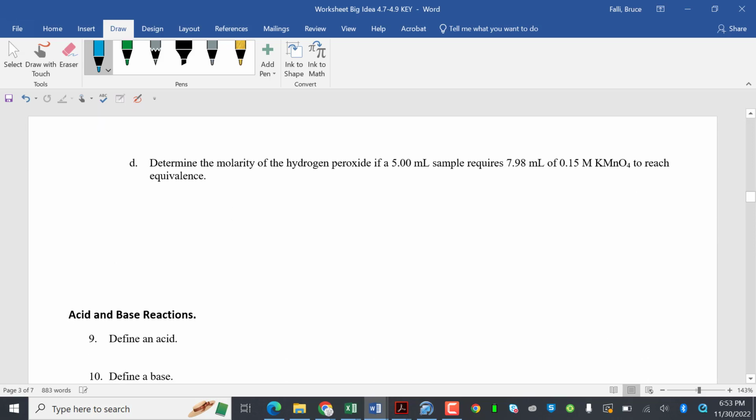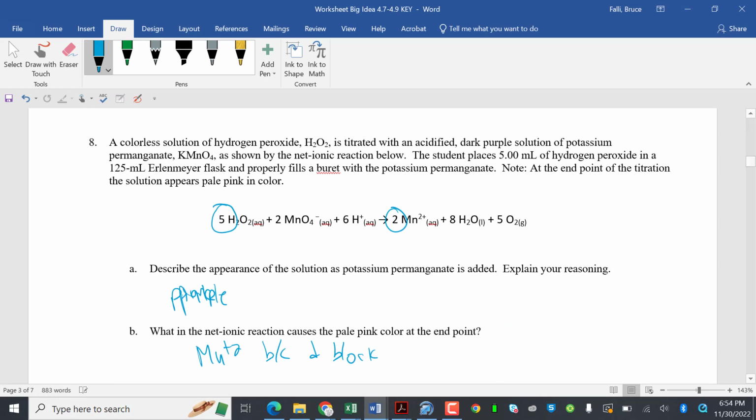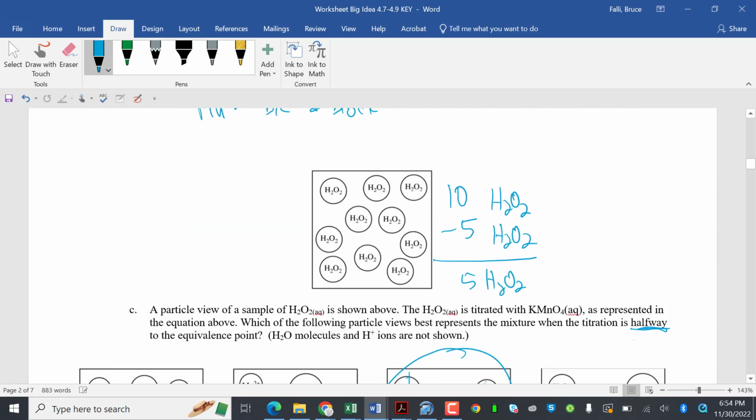D, determine the molarity of hydrogen peroxide if 5 milliliters of the sample requires 7.98 milliliters. Okay, so we're going to do XMV equals XMV. Now notice we didn't use, these aren't clearly acid kind of things. So what we want is to find the molarity of the hydrogen peroxide. So we got to look up here. Hydrogen peroxide is this. So remember the X is the other coefficient.